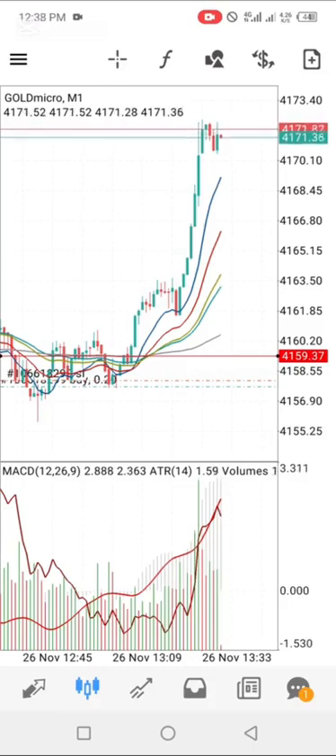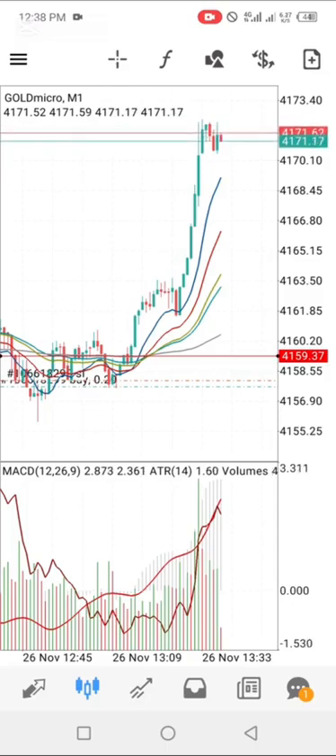EMAs are framed around price. They monitor price and tell us the hidden story behind price, what we cannot ordinarily see with the naked eye. It is the EMAs that show it to us.